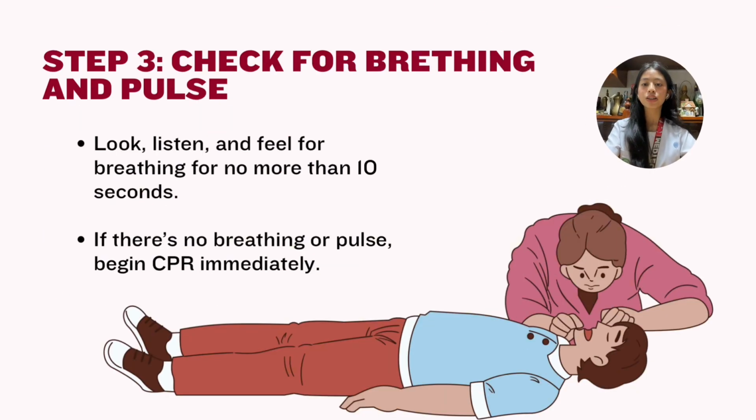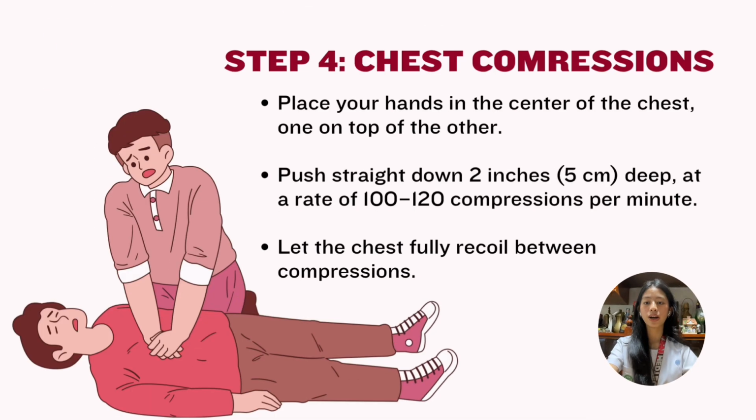Step 3. Check if the person is breathing or has a pulse. Look, listen, and feel for up to 10 seconds only. If they're not breathing normally or have no pulse, start CPR right away. For step 4, perform chest compressions. Place your hands on the center of the chest and push down about 2 inches at a rate of 100 to 120 per minute, roughly the beat of "Staying Alive."